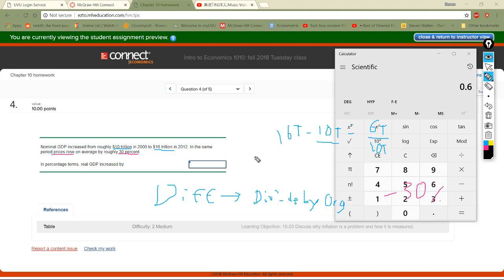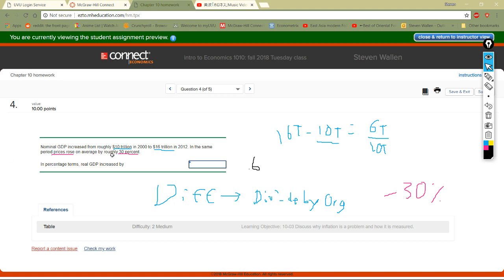Let's go over here. We have 0.6. Now remember, we had this negative 30% we have to deal with. Prices rose 30%, means we got to put that in here. So we go minus 0.3, which is the same as 30%, equals 30% overall. Okay, so we ended up with here being a 60% increase, but then we had to minus out that 30%, and so that left us with just 30% overall.